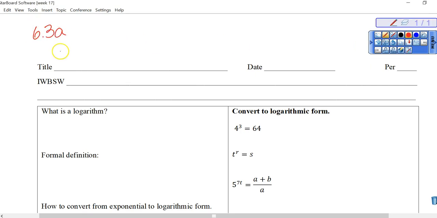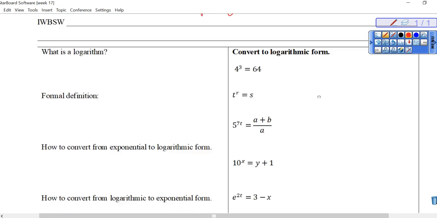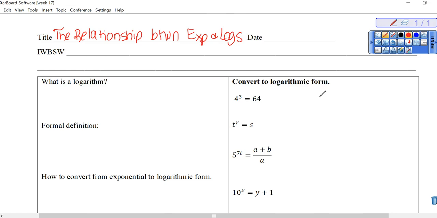So objective 6.3a, the relationship between exponents and logs. And today is just basic. How do we convert back and forth between them? And then we'll start diving into a little bit more how to graph them, how to solve equations. And then we'll get into the properties of logs. And then it'll get more difficult. So this needs to be something that becomes second nature.